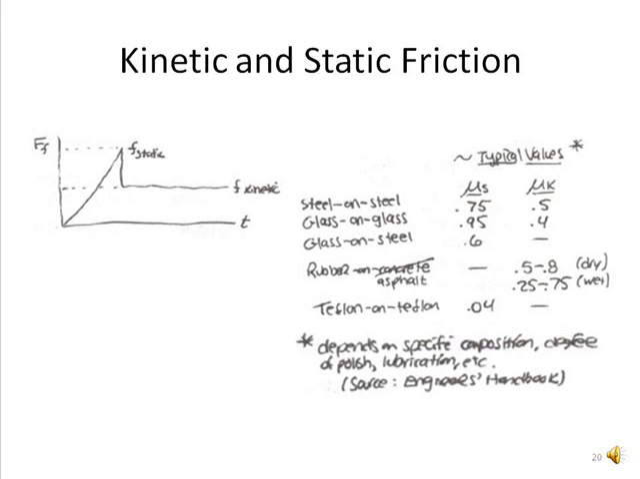For rubber on asphalt, which is applicable to car tires on a road, kinetic friction on a dry road surface is typically 0.5 to 0.8. However, if the surface is wet, it can be dramatically less, maybe as much as half as much. This is what makes driving on a wet road surface so dangerous.